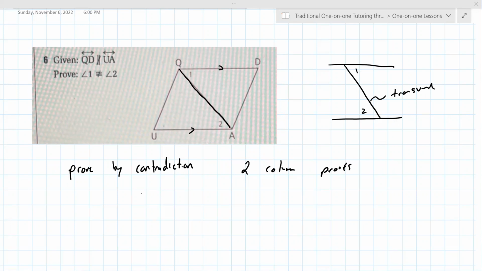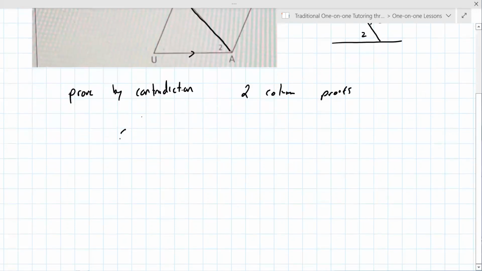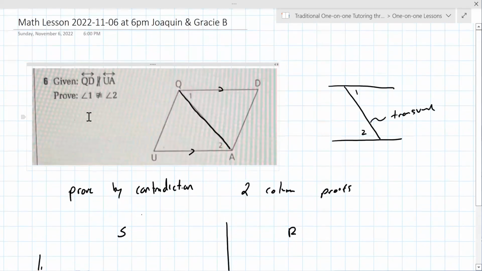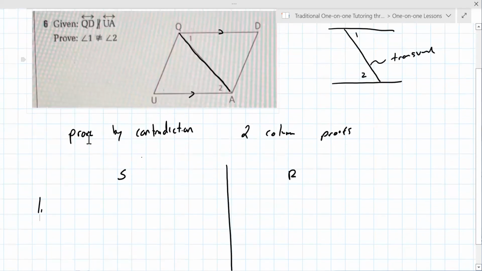Do you remember what you always start out with in a two-column proof? The given. The given, yeah. So the given in this problem, do you number them, or is that how you guys are doing it? Yes, I number them. Okay. All right. So QD is not parallel to UA.